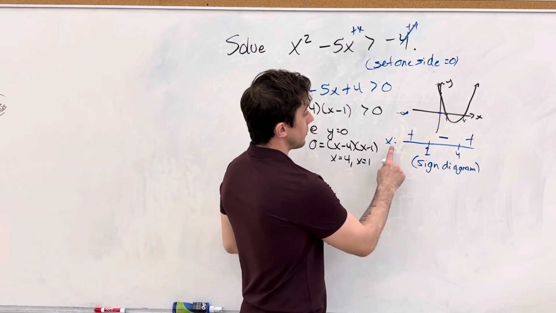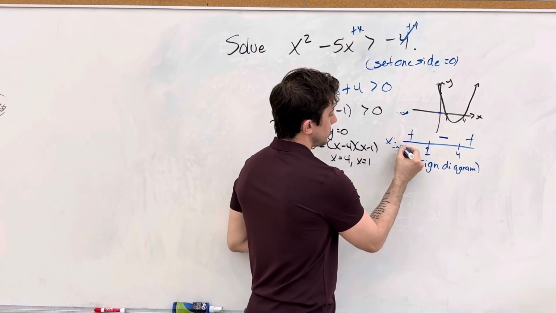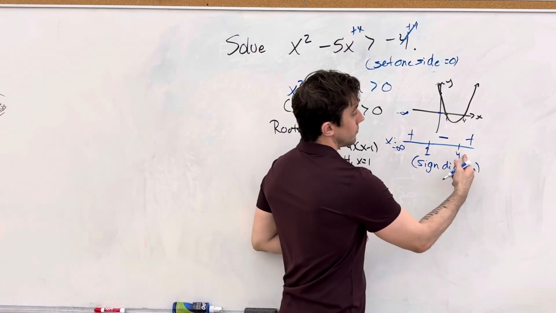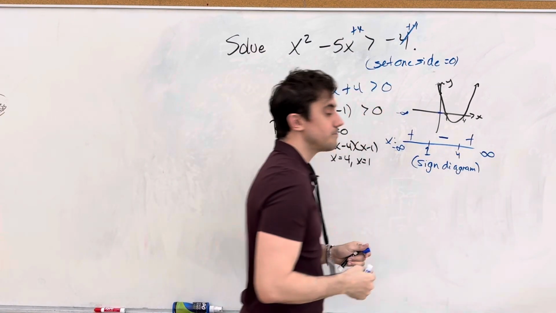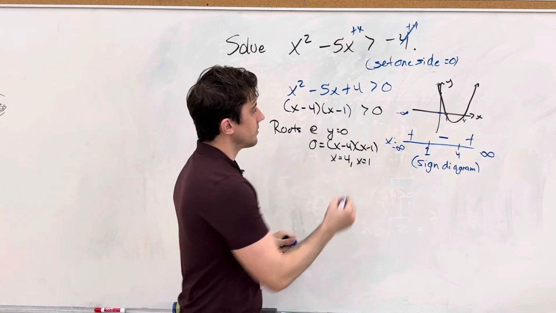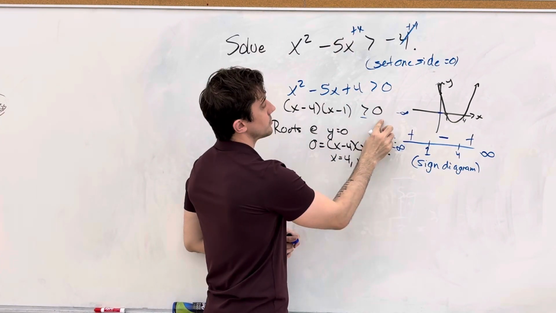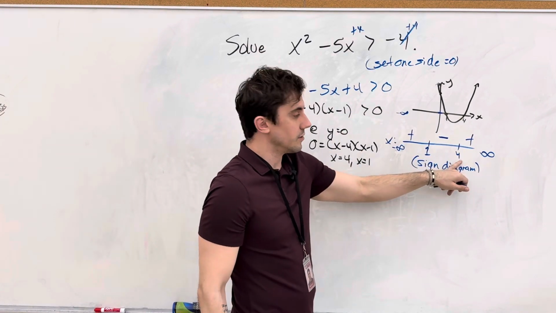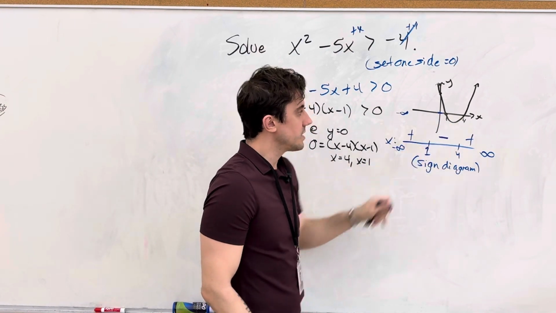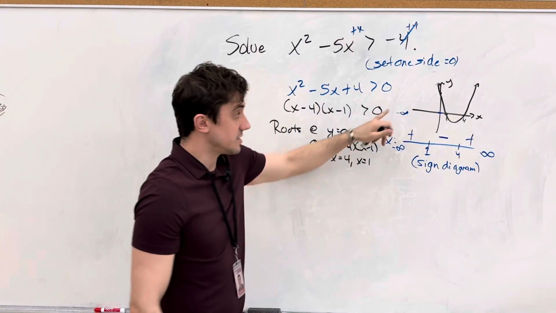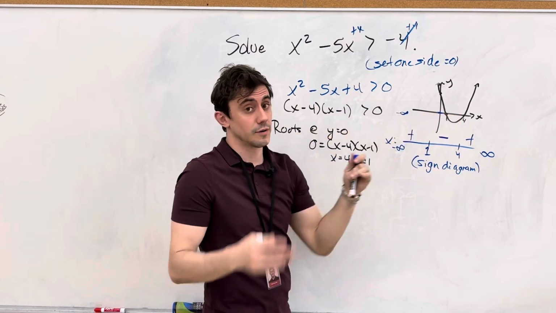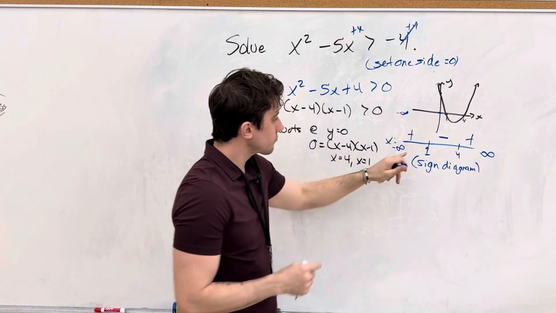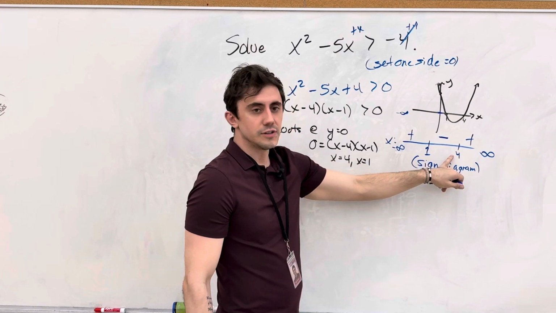Looking at this sign diagram, this function is above 0, i.e. positive, from -infinity, which we kind of don't write, all the way to +1, and from 4 all the way to +infinity. Now, careful, this is not greater than or equal to, right? This is strictly greater than, and so we're not going to include the 1 and the 4. We're not going to include the roots, because at the roots, our function is not positive. It's 0, and 0 again is not positive nor negative, it is simply 0. And so we don't want to include the 1 nor the 4.